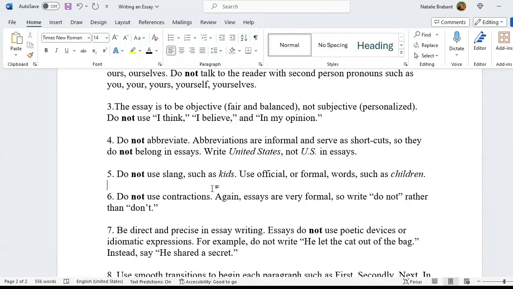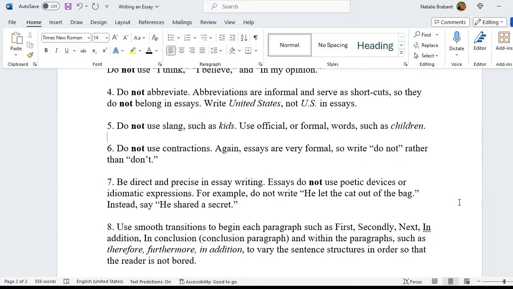Do not use slang such as kids. Use official or formal words such as children. Do not use contractions as I have just shown you. Again, essays are very formal, so write do not rather than don't.